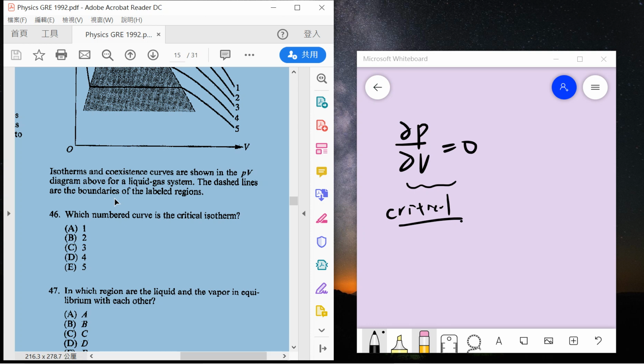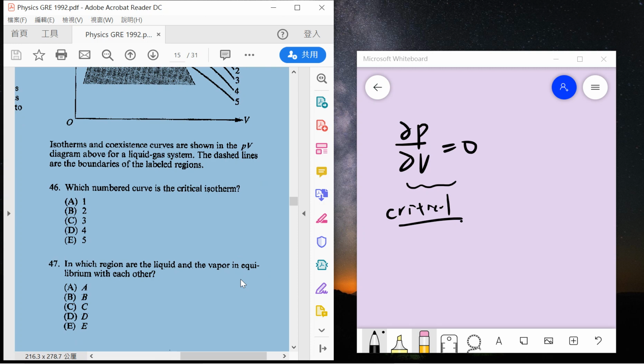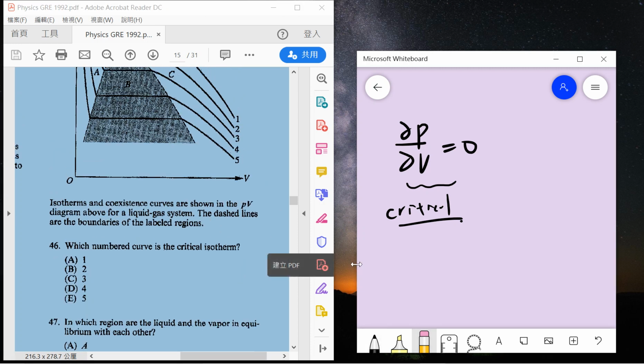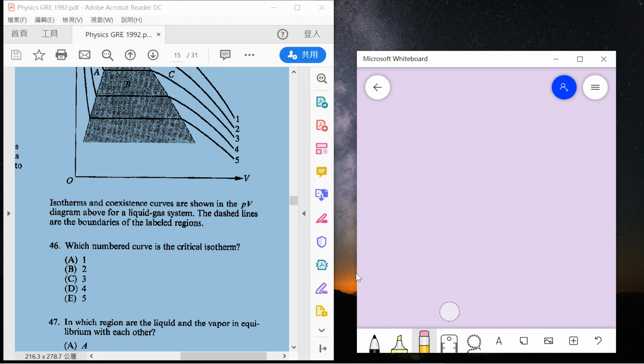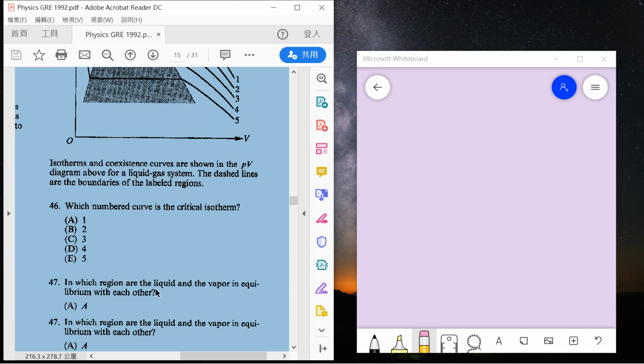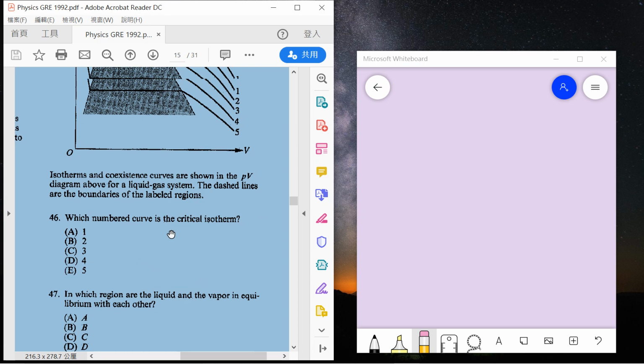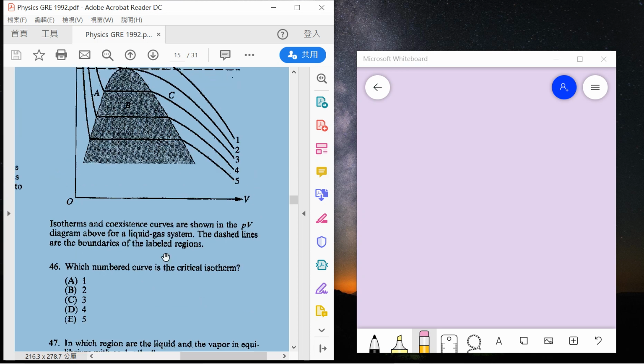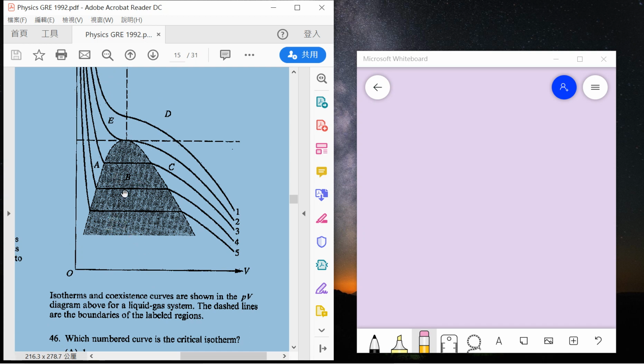Okay, 47 is: what region are liquid and vapor in equilibrium with each other? Okay, so liquid and vapor has the largest volume. Basically, it's the volume larger than the. Okay, so he's asking about which region are liquid and vapor in equilibrium with each other. So the answer is B.